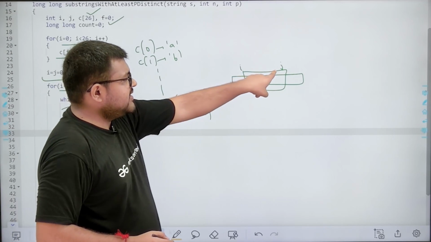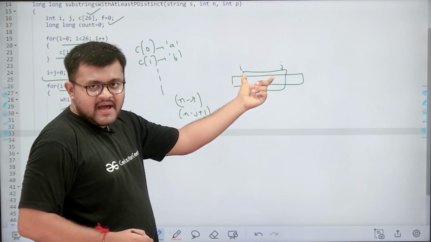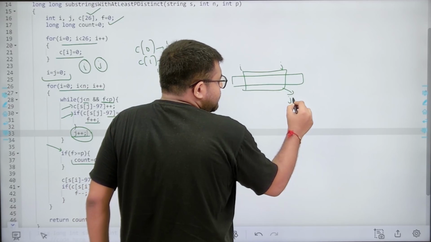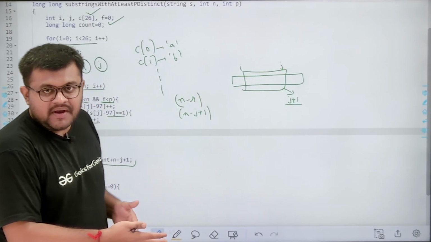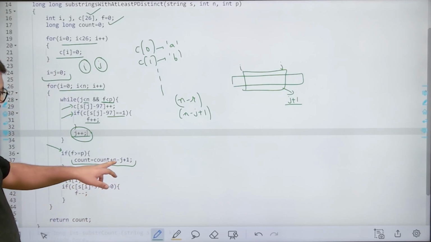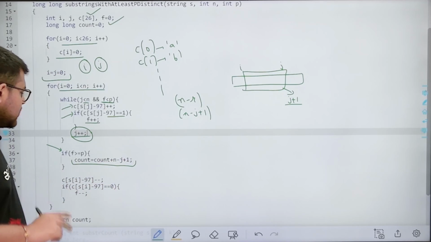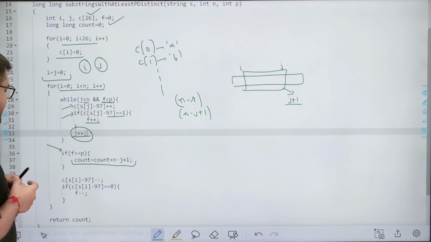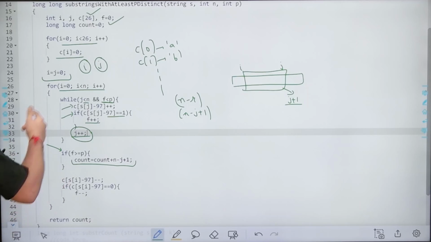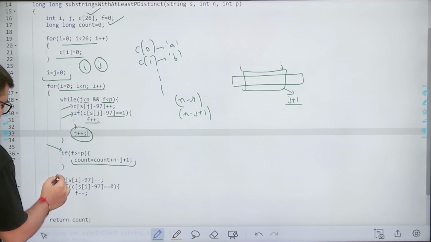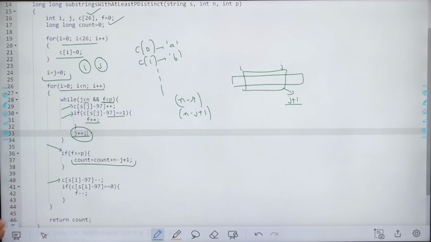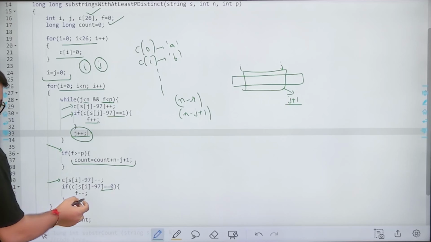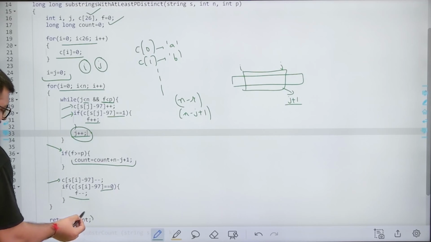So even if j is the first ending index for i where the count of distinct characters is p, when I come out of the loop, my j will actually be j plus 1. So that's why here I have done n minus j plus 1. This would be the number of substrings starting with index i where the count of distinct characters is at least p. And then my i will go to i plus 1, the starting index will change. So first of all, I'll subtract the count of the character at the ith index, and if that becomes equal to 0, that character has finished, so we will decrement the distinct characters.